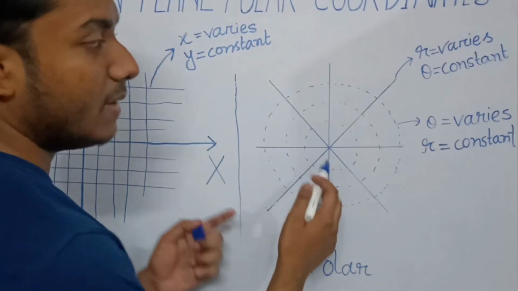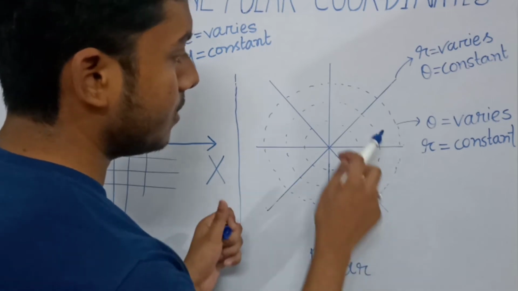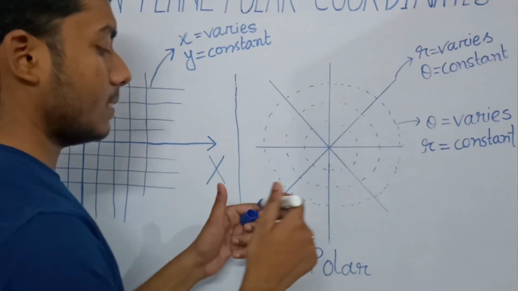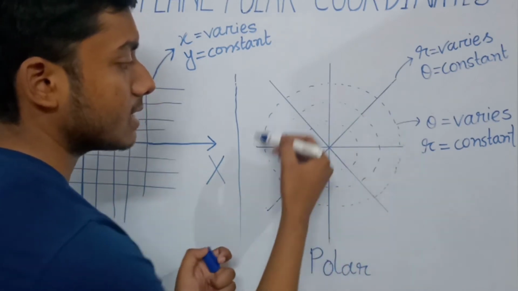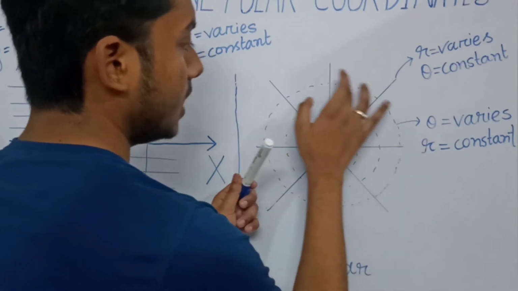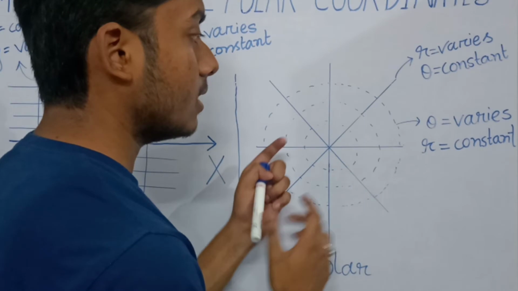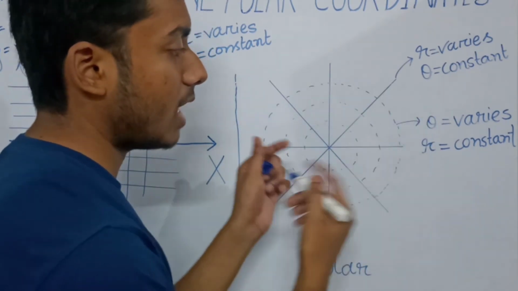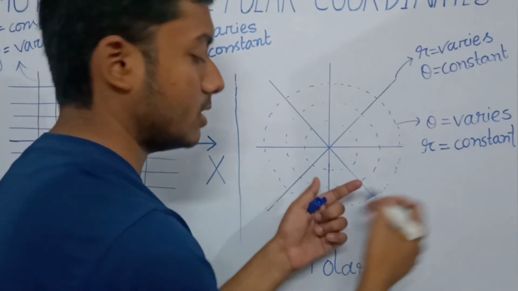Now, what happens in plane polar coordinates? In plane polar coordinates, you can see that these dotted lines are concentric circles. So along this dotted line, the radius r is fixed, but theta always varies. So I have written this: theta always varies and r is constant.